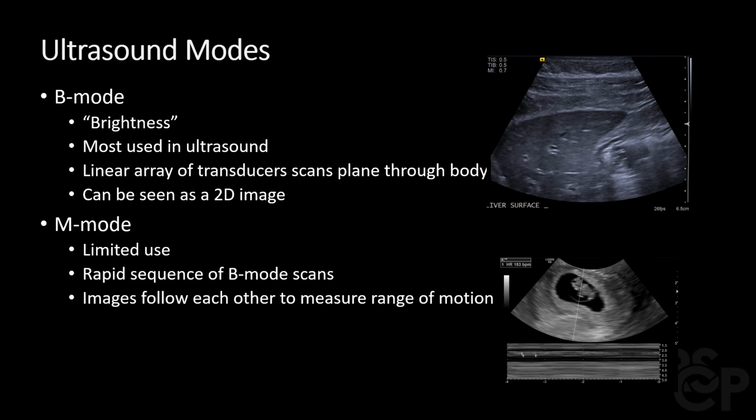There's a few different types of ultrasound modes that I want to go over. Here we have the B mode on the top right. The B stands for brightness. This is most used in ultrasound. It's a linear array of transducers that scans planes through the body and can be seen as a 2D image. The M mode has more limited use. It's a rapid sequence of B mode scans, and in this one, images follow each other to measure range of motion. On the bottom right, we see an example of M mode.